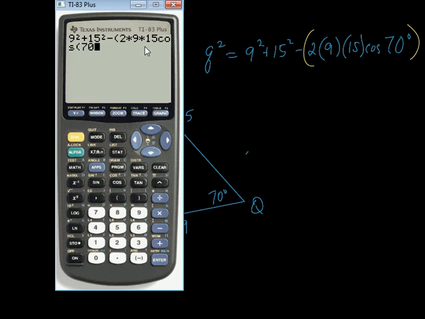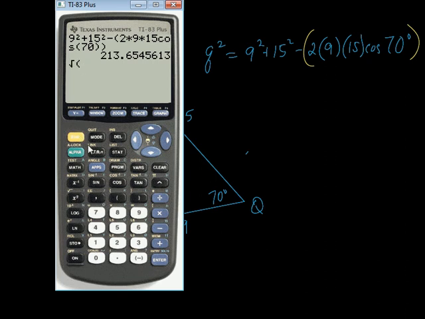Now, on your calculator, you don't just hit 15 cosine 70. What do you hit? 15 times 70 cosine. All right? Put two parentheses here. One closes the 70, and this one closes that thing right there. I hit equals, and I got that big number. And then I've got to get q, so I've got to take square roots.